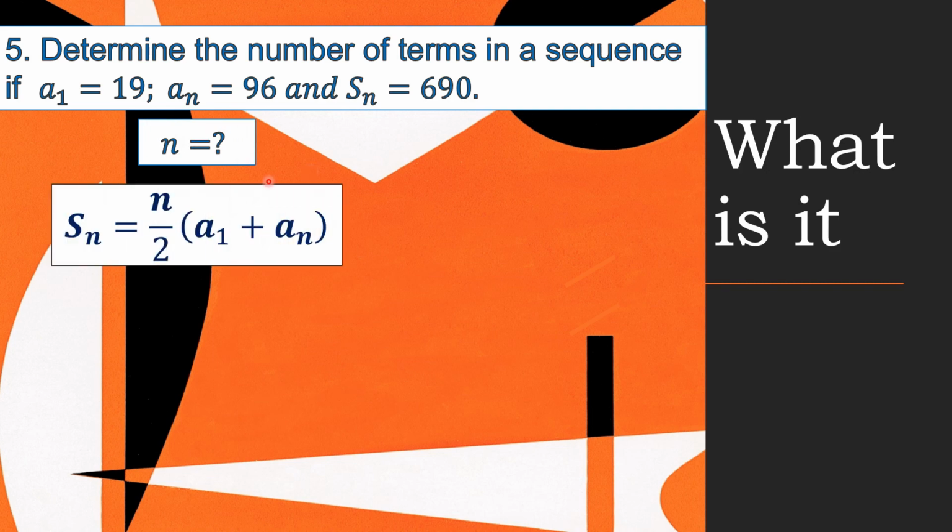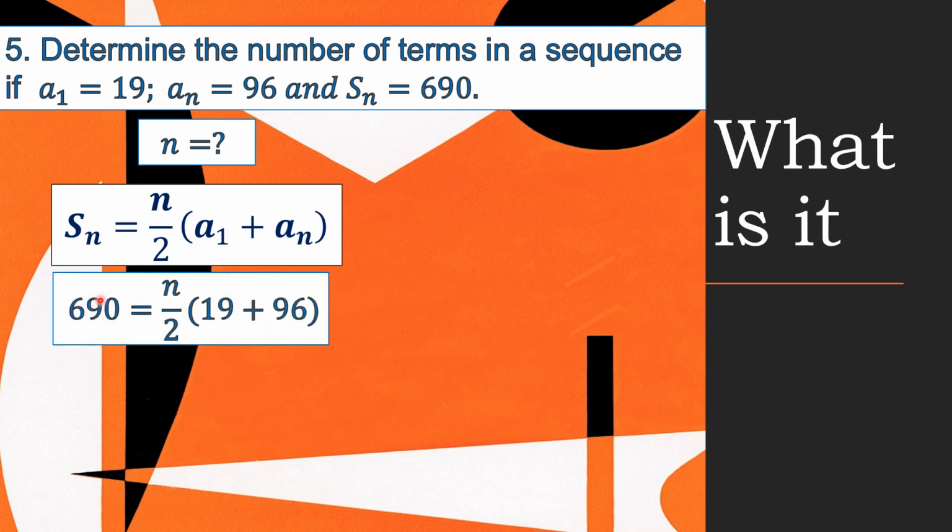Using this formula, yung S sub n is equal to n over 2 multiplied by the sum of the first and the last term, substitute lang tayo. Ang S sub n natin ay 690. Then, since n ay missing, stay lang natin yan na n, tapos over 2, times yung a sub 1 natin na 19 at ang a sub n natin na 96. Add muna natin tong dalawa.